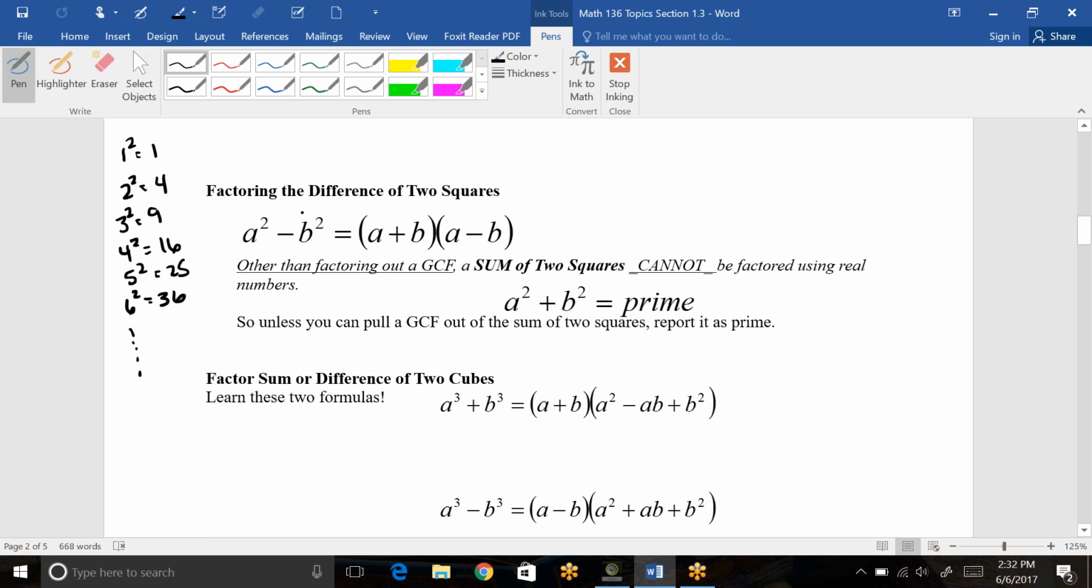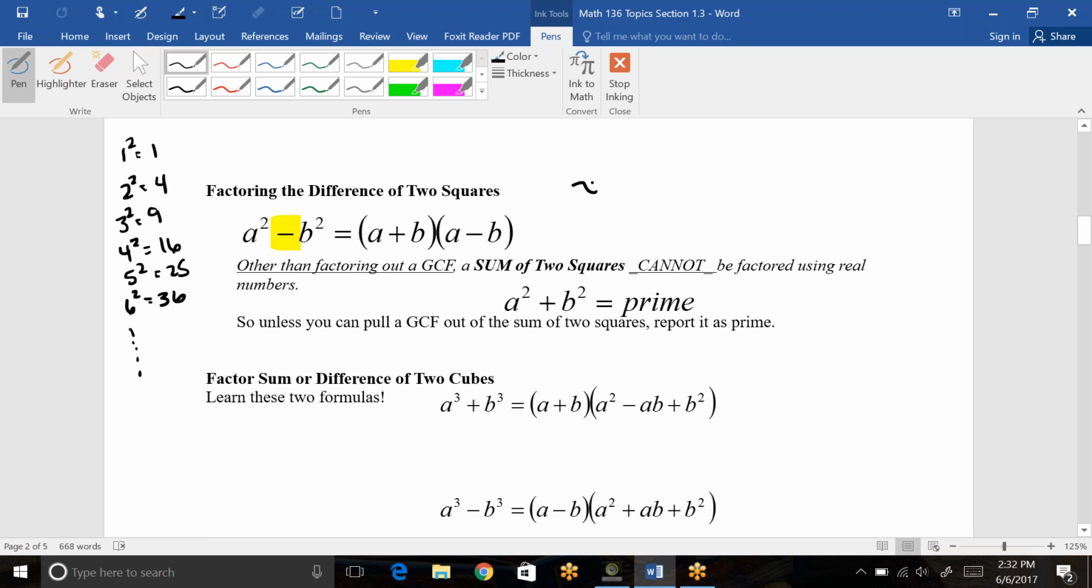If you have two perfect squares with a minus sign in between them, that is a key thing. For something to factor using real numbers, to use integers specifically, we have to have a minus sign between the two perfect squares. If that happens, then it's the square root of each of these two terms, one time you add them together and one time you subtract them.